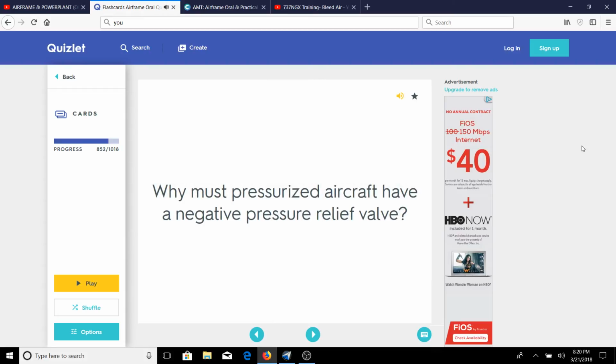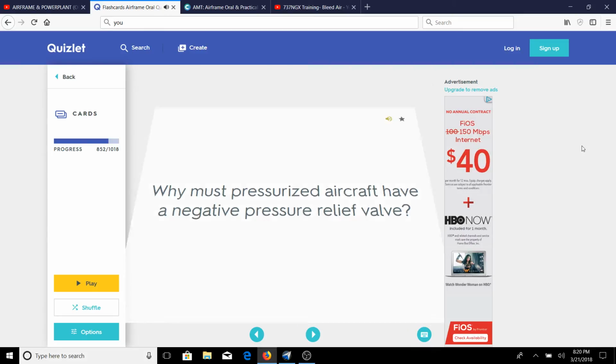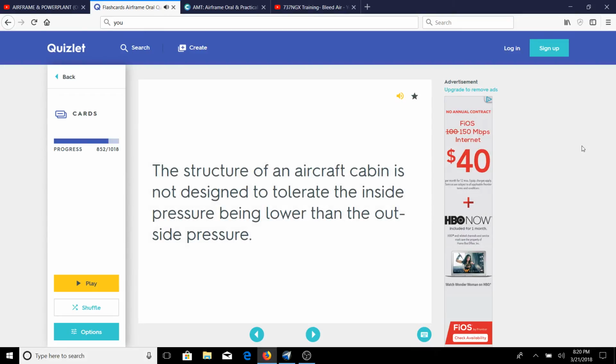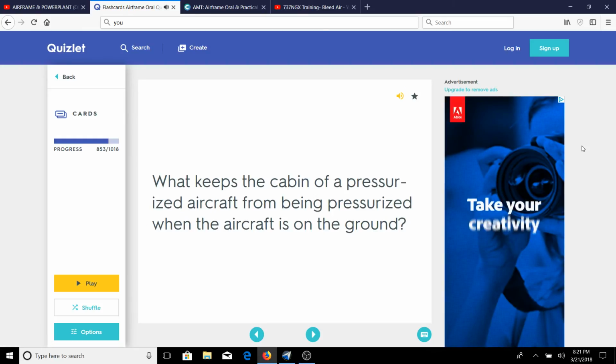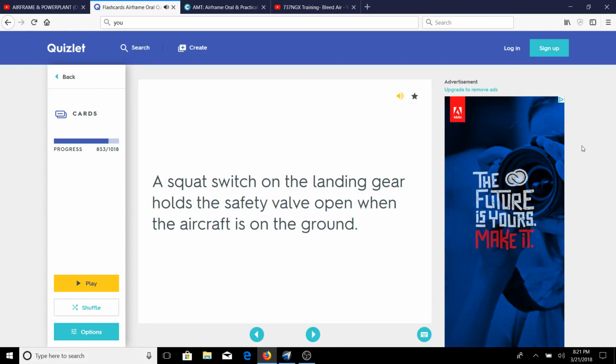Why must pressurized aircraft have a negative pressure relief valve? The structure of an aircraft cabin is not designed to tolerate the inside pressure being lower than the outside pressure. What keeps the cabin of a pressurized aircraft from being pressurized when the aircraft is on the ground? A squat switch on the landing gear holds the safety valve open when the aircraft is on the ground.